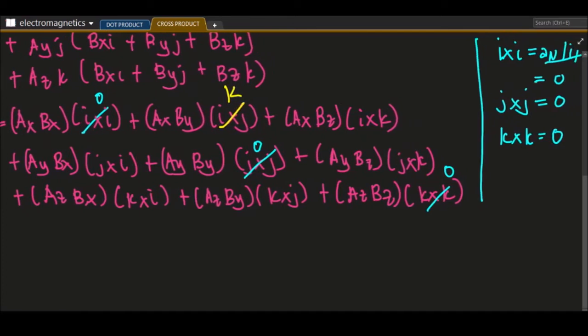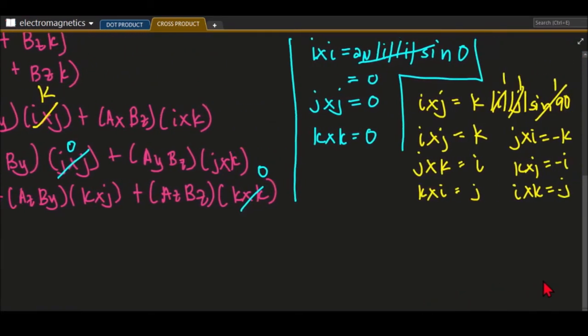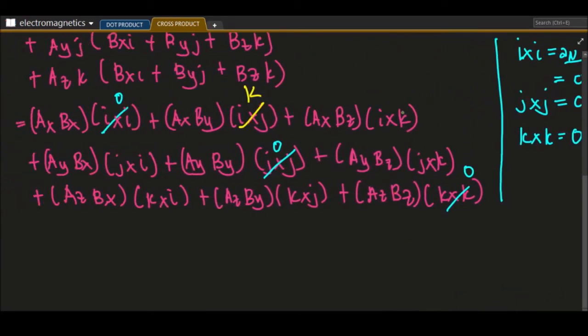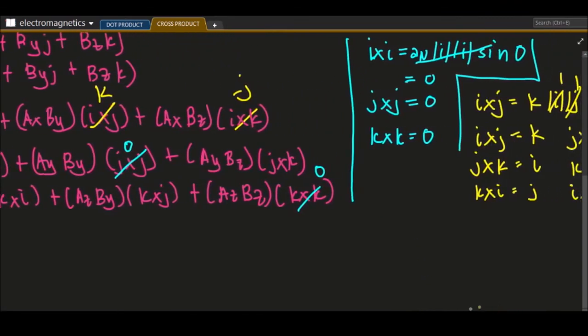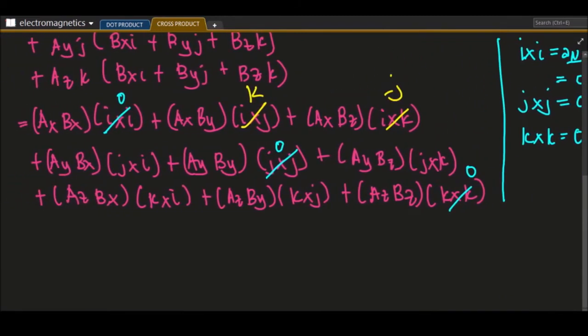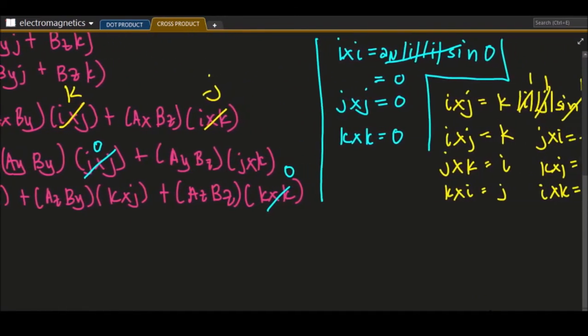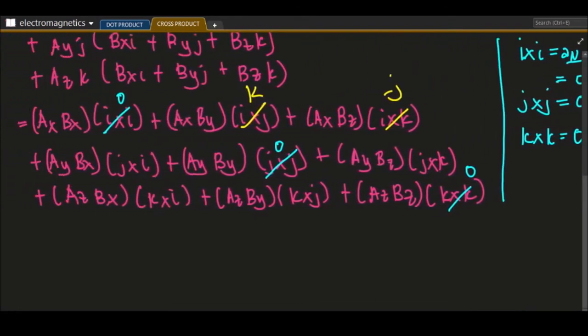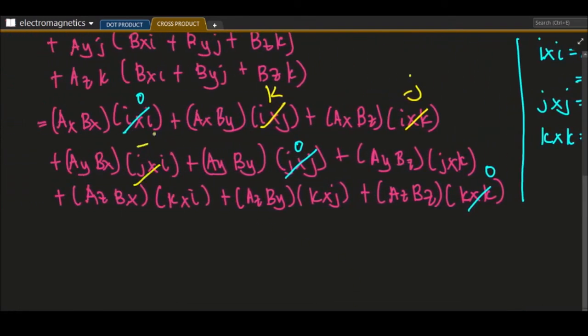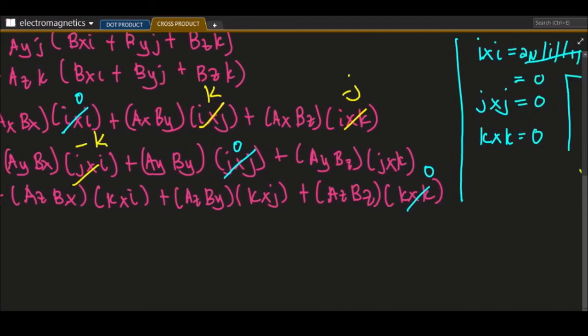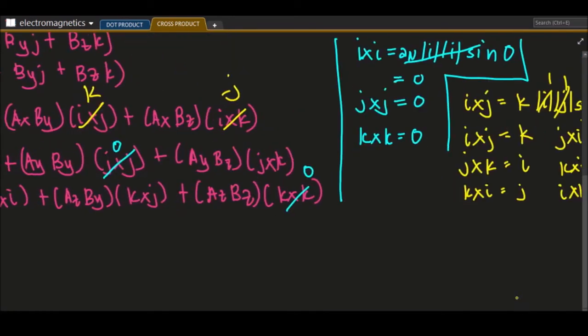Then we have i cross k, which is negative j. Then we have j cross i. So j cross i is negative k. Then j cross k is equal to i.